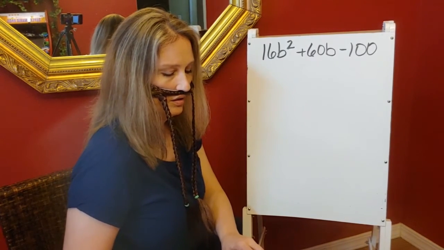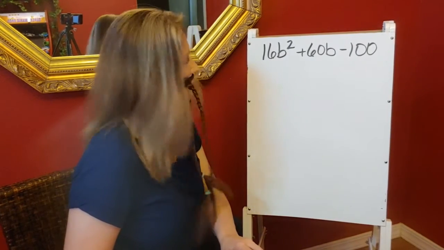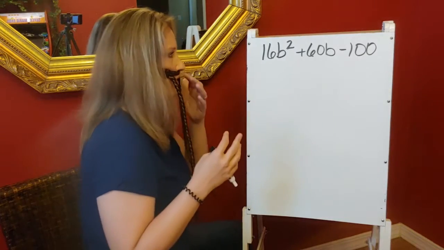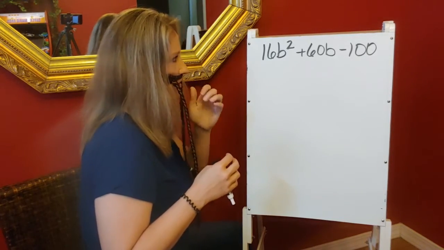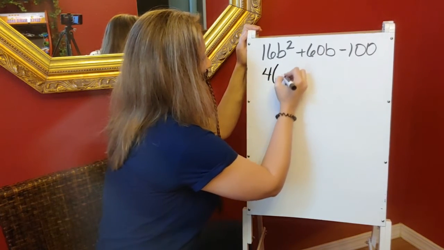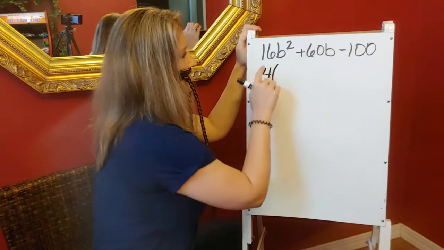4 is a factor of all of them. You can try other factors, but I can tell you right now it's not going to work. So I'm going to factor out a 4 before I do anything else. So that means I'm pulling a 4 from each of these terms.